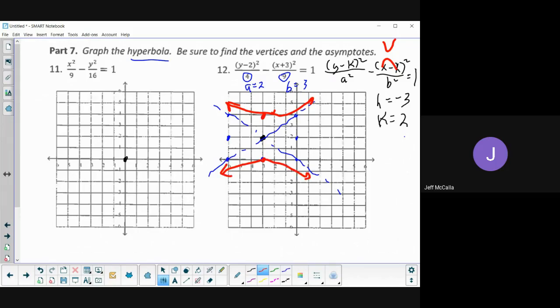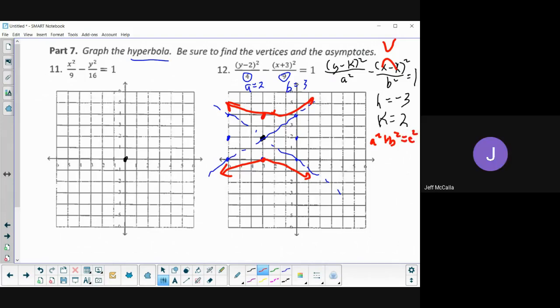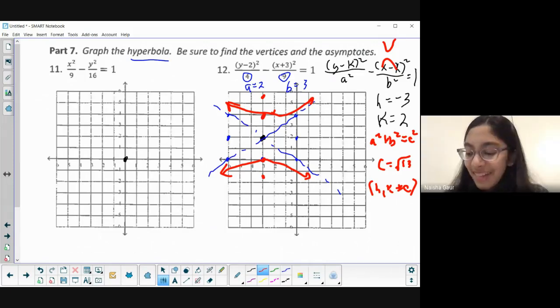It doesn't ask me to do the focus points, so I think we're done. But if it did ask me to do the focus points, I would have to use the formula. I think it's a squared plus b squared equals c squared. That would be 4 plus 9 is 13. So c equals square root of 13 if you work that out, which is like 3 point something, somewhere right up there. The focus point would be right down there. You just use the formula at that point. I think it's probably (h, k plus or minus c) is the formula for that. Okay. Other questions?